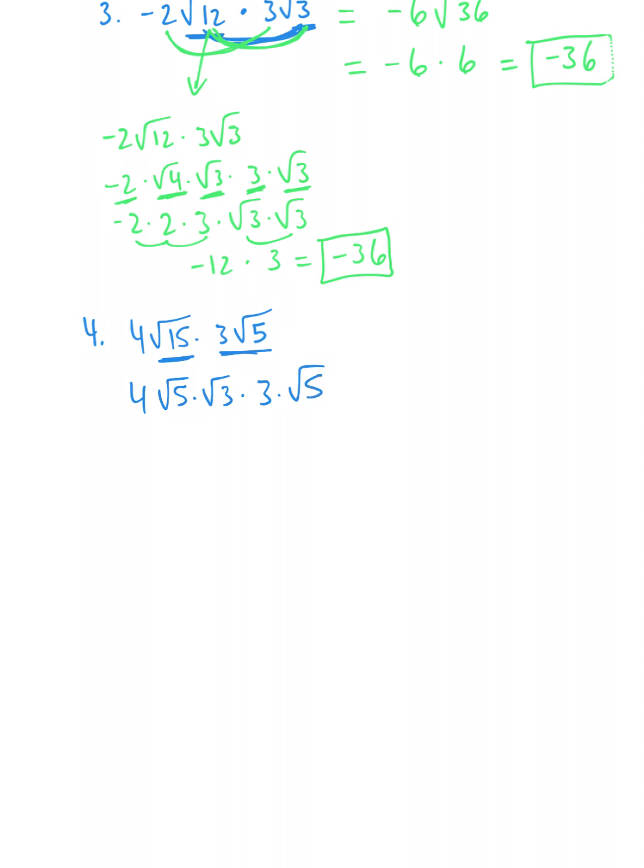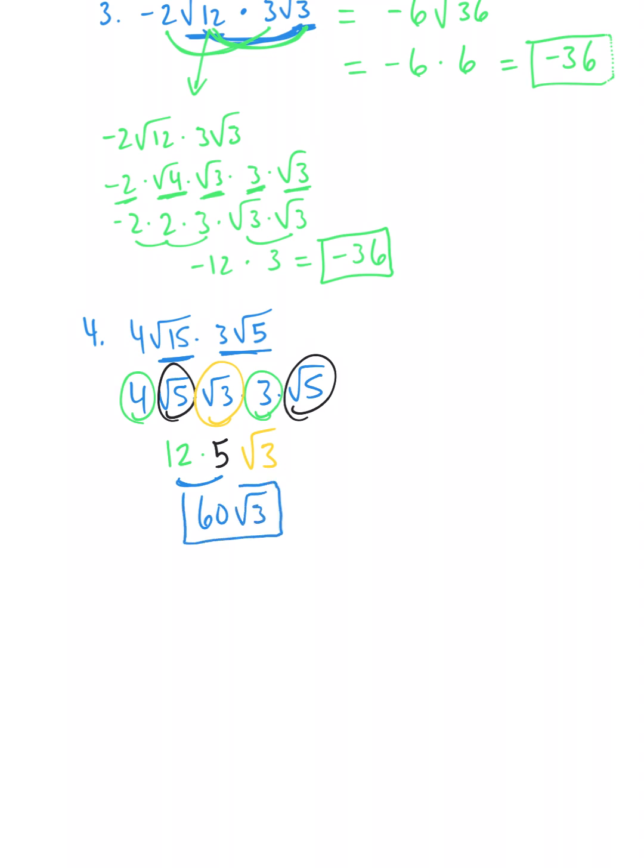And I'm going to combine these outside numbers. This is 4 and this is 3. 4 times 3, that's 12. And I'm going to combine this square root of 5 times this square root of 5, which I know is just 5. And then I have this square root of 3 left. So I'm just going to write down my square root of 3. So now I need to multiply 12 times 5, which is 60, times the square root of 3, and that's my final answer.